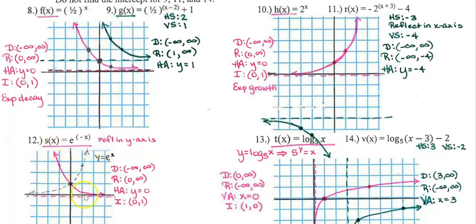All right, so looking at our pink function right here, you can see our domain is -infinity to infinity. Our range is 0 to infinity. Our horizontal asymptote is at y is equal to 0, and our intercept is at 0, 1.